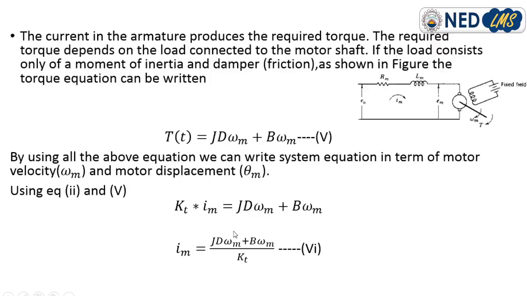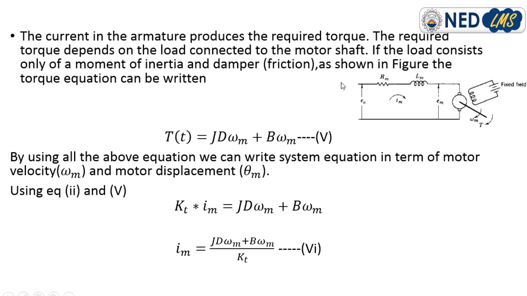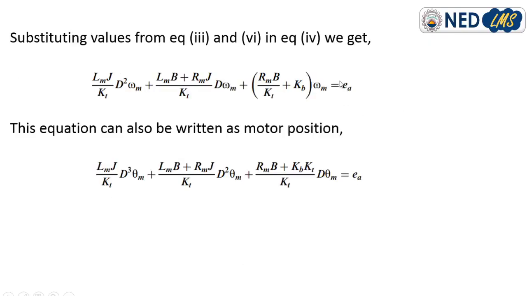What do I want to do now? Basically, I want to write the system equation. System equation means here my input is the applied voltage, and I want to observe the behavior, which is the shaft rotation or the velocity of the shaft. Similarly, I can observe the displacement of the shaft. So I want to write the equation omega m over EA, where omega m is my output and EA is my input, the applied voltage, in terms of omega m and EA.